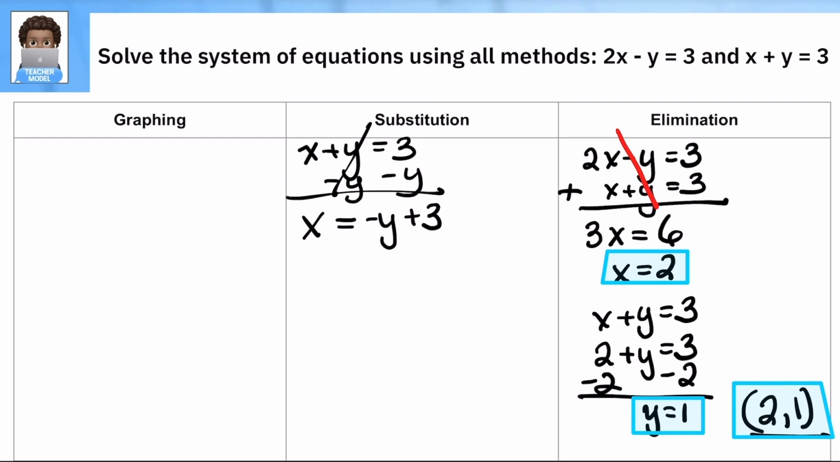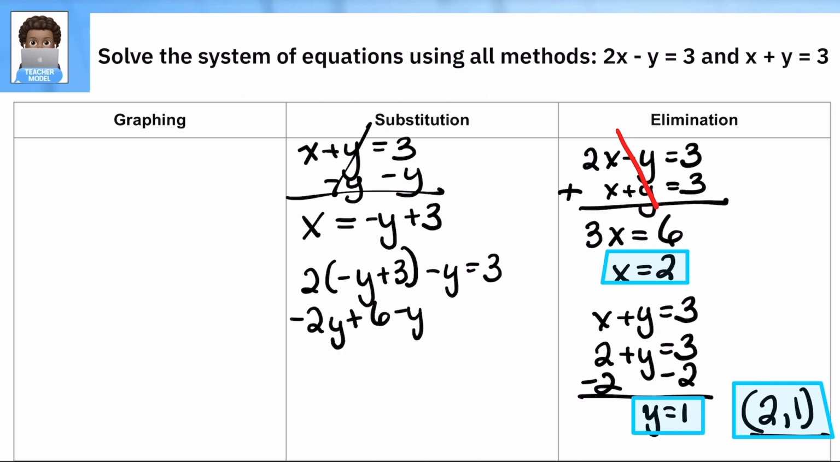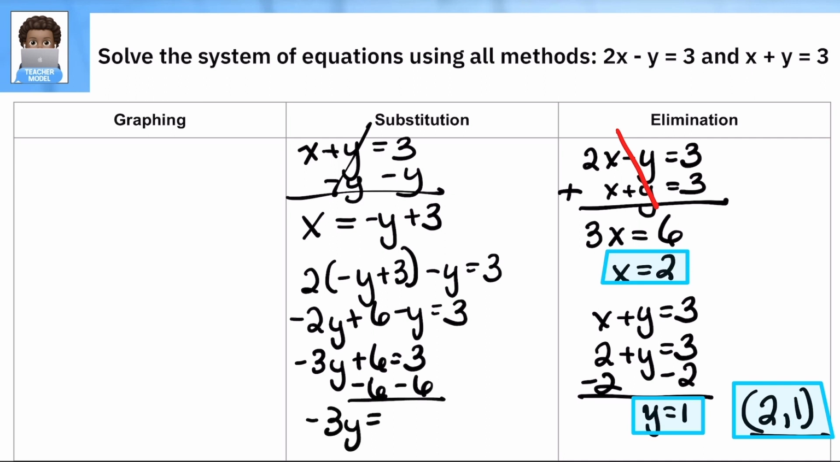So I'm going to do 2 times the quantity negative y plus 3, minus y equals 3. And I get negative 2y plus 6 minus y equals 3. Combine like terms. And when I divide by negative 3, I get y is equal to 1. So automatically, see, I did a whole different method and I still get that same y equals 1.